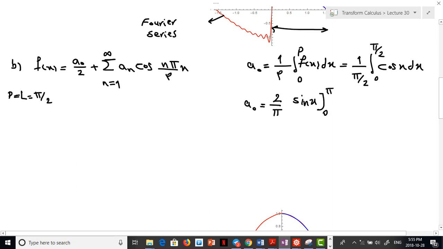The integral is from 0 to pi over 2, so it's going to be 2 over pi. Now we have to find a_n. So a_n is equal to 1 over p, the integral from 0 to p, f(x) cosine n pi over p x.